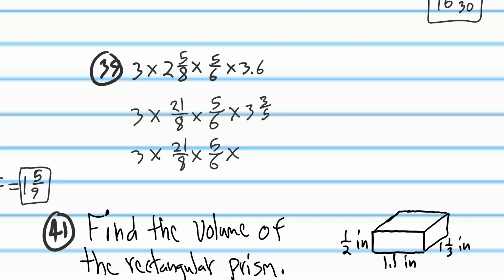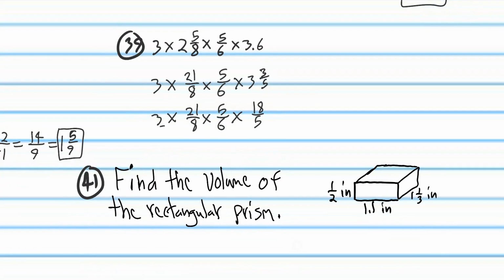Again, we have to change everything to improper fractions or just fractions alone. So 3 times 5 is 15, plus 3 is 18, and we have 18 over 5. All right, so now we're going to, and that's 3 over 1. We have to write over 1 there. So now we're going to multiply, and we get 3 times 21 times 5 times 18 all over 1 times 8 times 6 times 5.